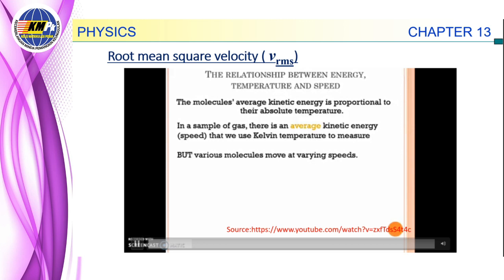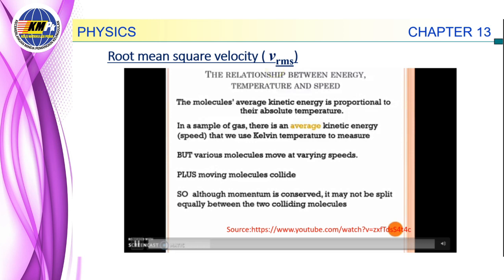There are all sorts of speeds of the molecules. Some are moving faster than average. Some are moving slower than average. So we've got a lot of different speeds of the molecules. Plus, these moving molecules are colliding with the walls. They're colliding with each other. So after these collisions, although we're conserving the momentum because the temperature is not changing, the momentum might not be distributed evenly between the two molecules after the collision, or the wall and the molecule after the collision. So the result is you have molecules in that sample that have a huge range of speeds.